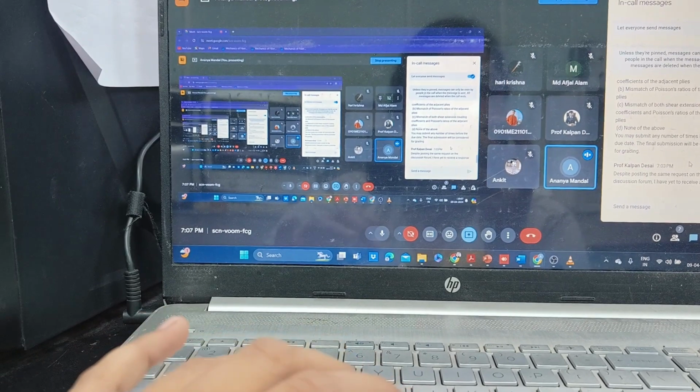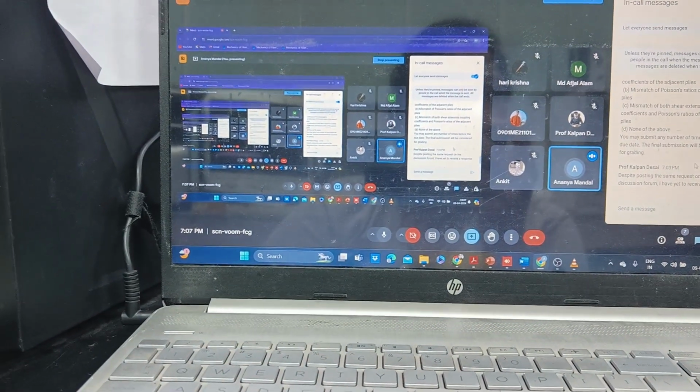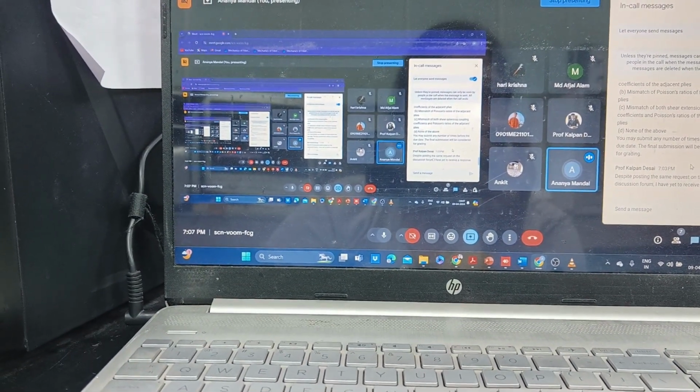Professor Kalpan Desai, I think they won't be able to give you any previous year question paper. That's why they are not responding.